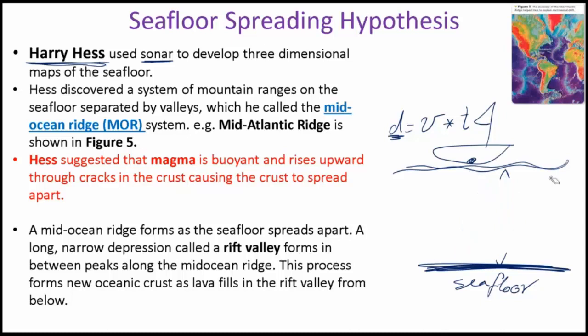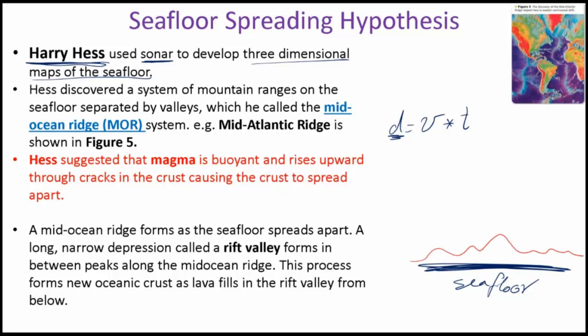Okay, Harry Hess used this technique to develop a three-dimensional map of the sea floor. He made a map for the sea floor, so he was able to see the structure of the sea floor, what's inside. And he found something very, very strange. He found that there are mountains under the water.